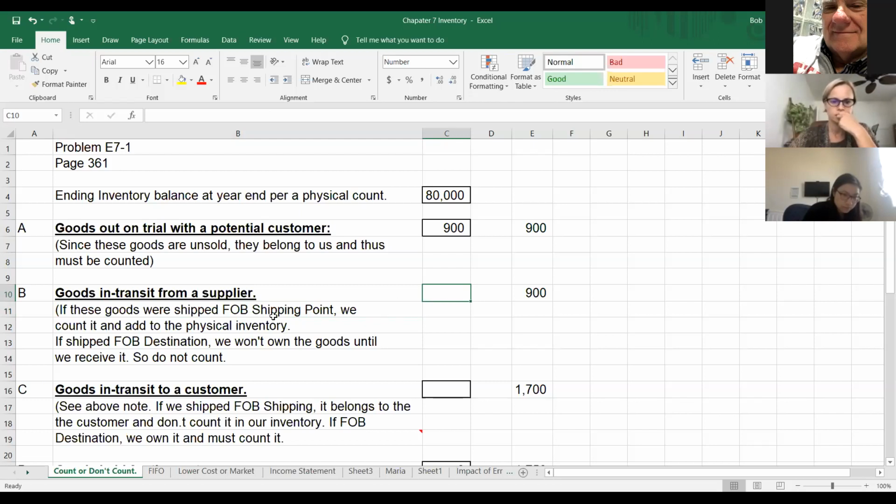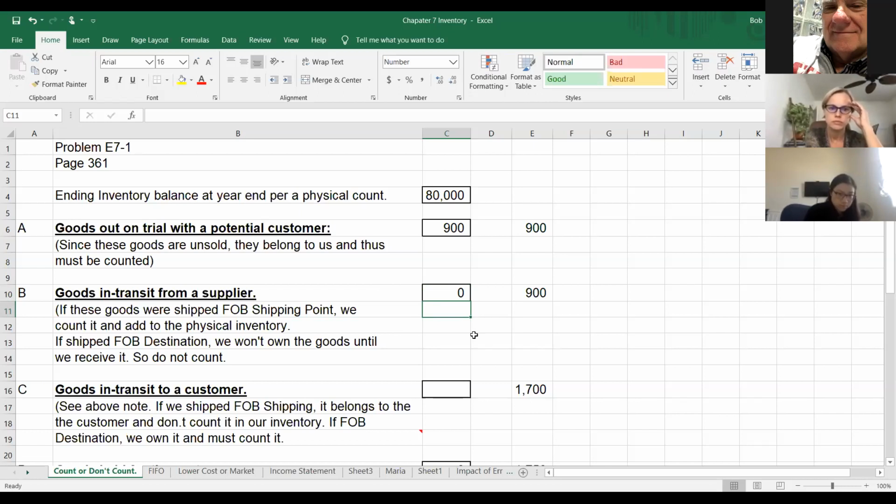These goods, we ship them FOB shipping point. As soon as we ship them, they don't belong to us anymore. They belong to the buyer. It's his inventory, and we would not count it. If it was FOB destination, we would count it.